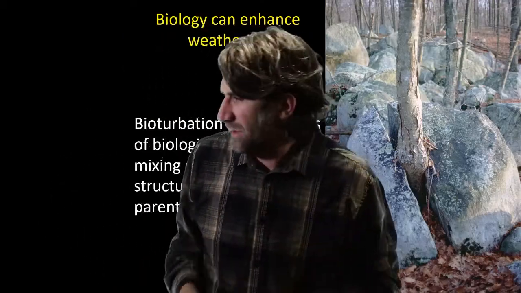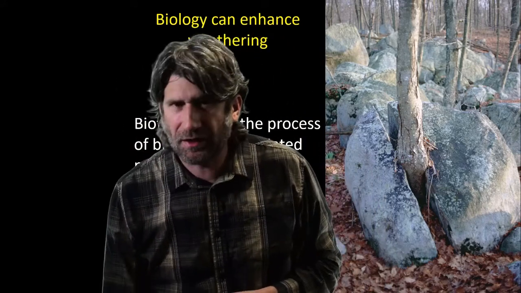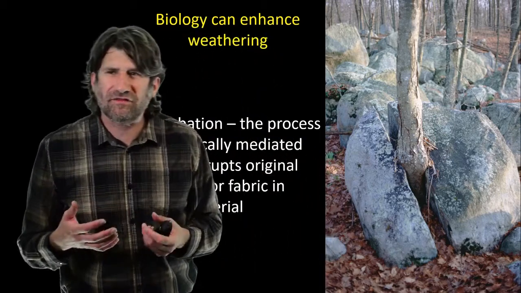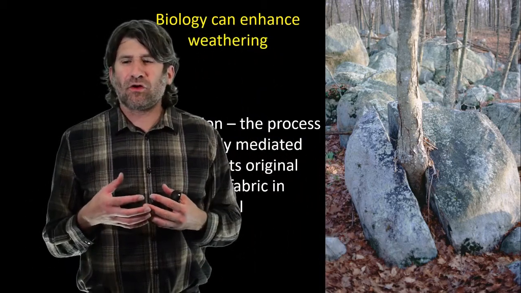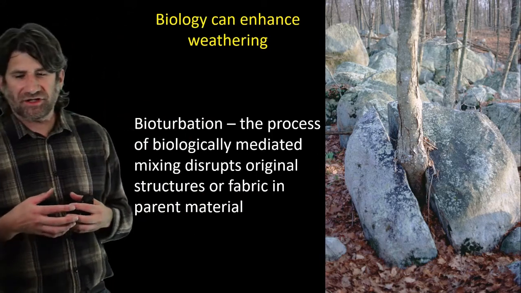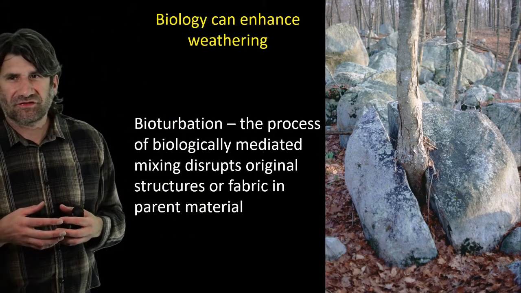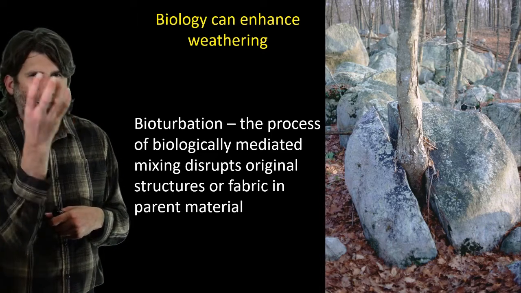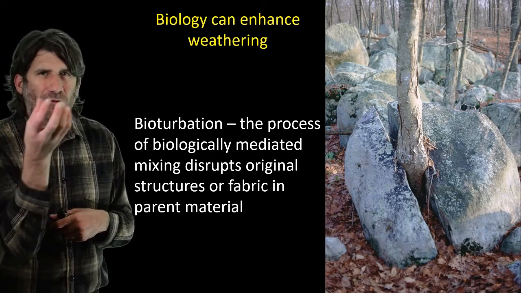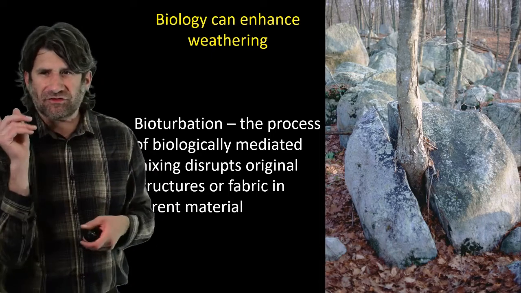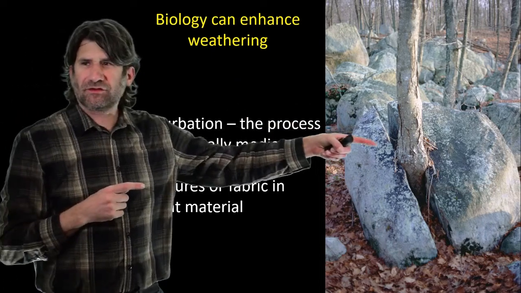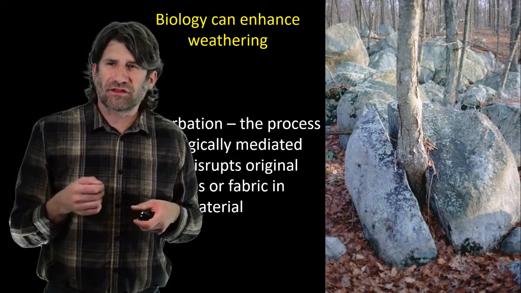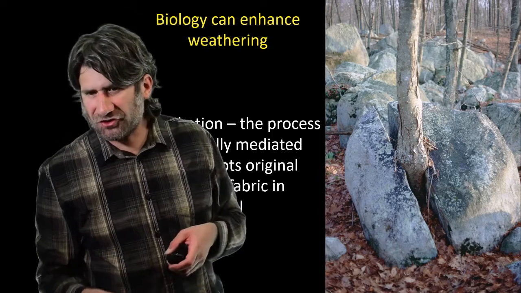Okay. Another thing I want to mention here is we have biological activity that can enhance weathering. So a term we use is bioturbation. So bioturbation is essentially mixing and breaking up of the fabric of the parent material, of the regolith or the bedrock by biological activity, whether that's tree roots, as we can see here in this picture, or a tree itself, or that could be ants or pocket gophers or anything like that. All of those would be examples of biological activity.